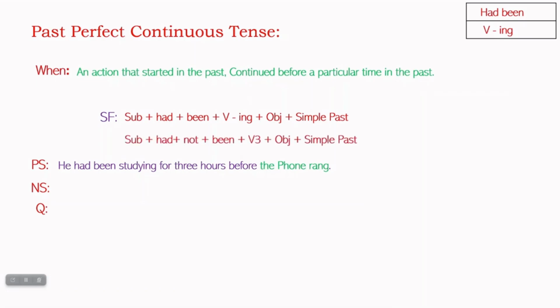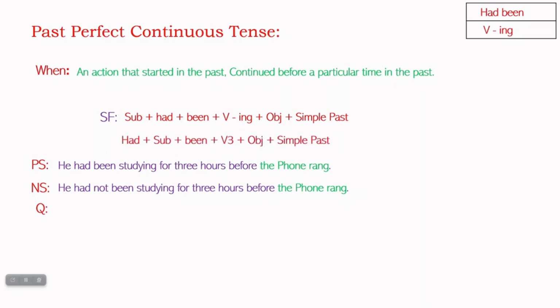Negative sentence formation. Sentence: He had not been studying for 3 hours before the phone rang. Question formation. Helping verb will come first. Had plus subject plus been plus verb in V-ing form. Question: Had he been studying for 3 hours before the phone rang?